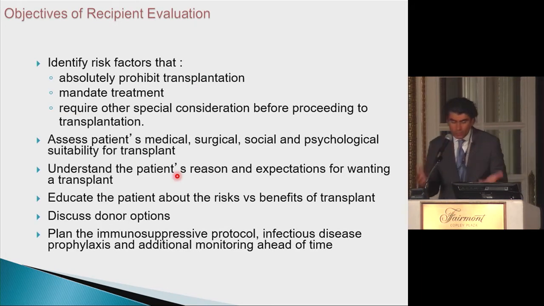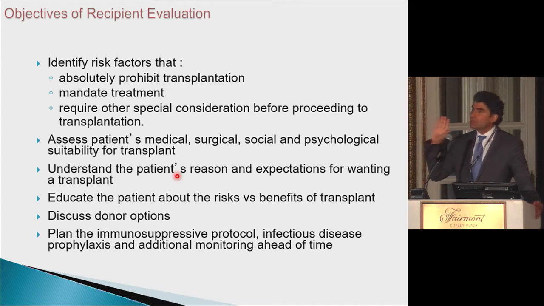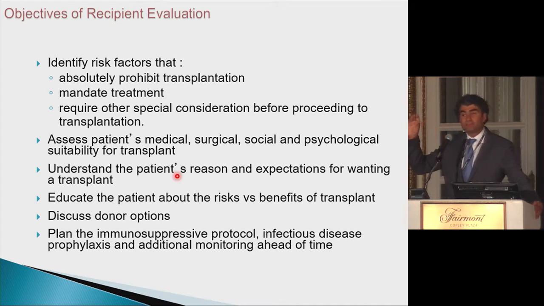The purpose of the recipient evaluation is really to identify risk factors that absolutely prohibit transplantation, and the list of absolute contraindications for transplant is shrinking with the better medical care we have now. A great example would be HIV patients. Now with the great HAART therapy we have, HIV is no more a contraindication for transplant, but also to identify risk factors that can be modified to improve the outcome of those patients before they go to transplantation.